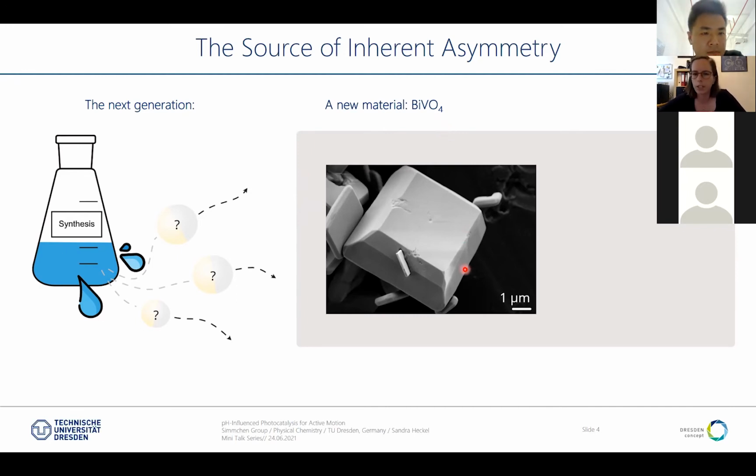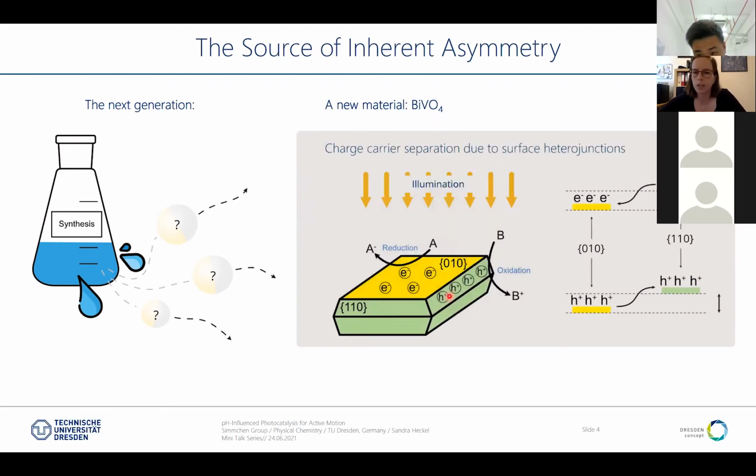The particles you can synthesize, when they are single crystals, they look like this. They have this truncated bipyramid as a shape. And the fancy thing about them is they can separate electrons and holes without the need of a co-catalyst. This works by a concept that is called surface heterojunctions.